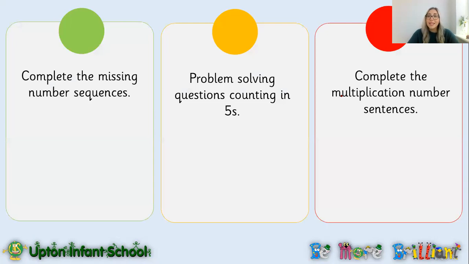Okay, right. So the challenges today then is we are going to have a go for the green challenge, which all of us can have a go at, is completing the missing number sequences. Then for the amber challenge, you are going to be doing some problem solving questions, counting in 5s. And then the red challenge is to complete the multiplication number sentences.